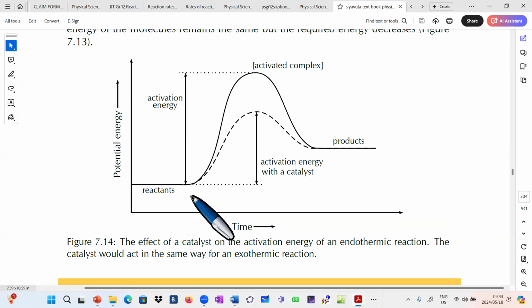Okay, we're back to grade 11. Potential energy versus time. We can see therefore that the reactant energy is less. So the effect of a catalyst on the activation energy of an endothermic reaction, the catalyst would act in the same way for an exothermic reaction.